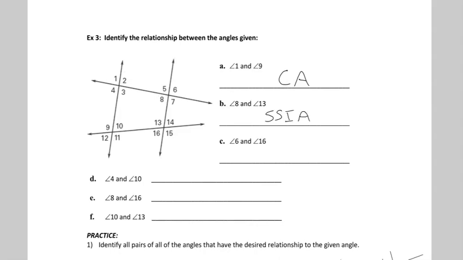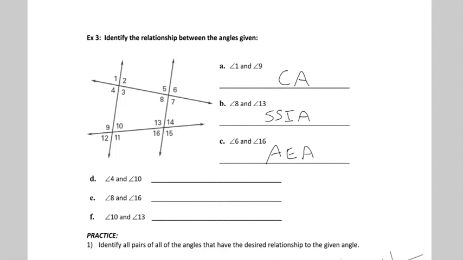Let's look at 6 and 16. Here's 6, here's 16. It's this intersection and this intersection. So once again, that doesn't do anything. Is it on the interior or exterior? Exterior, because here's the interior. That's the exterior. Switching sides or same side? Alternating sides. So it must be alternate exterior angles.